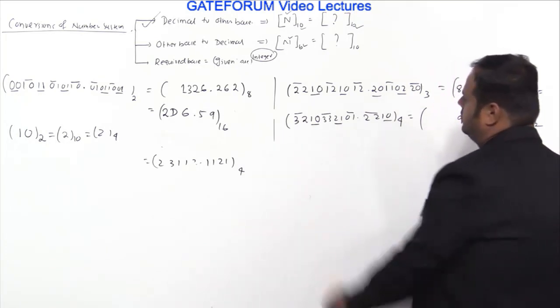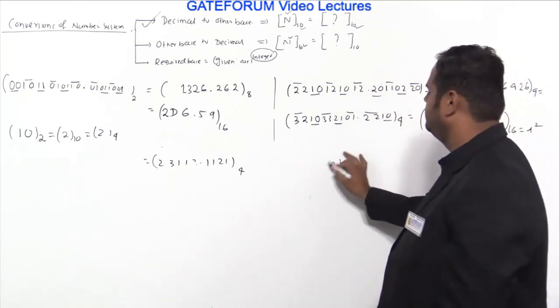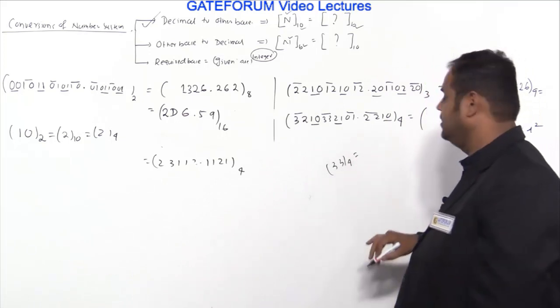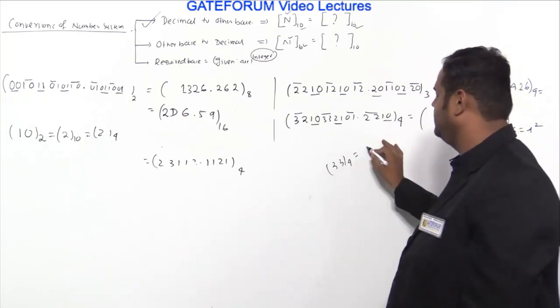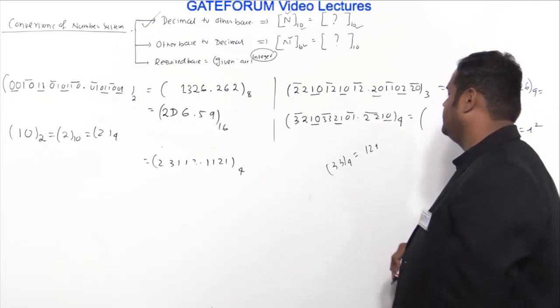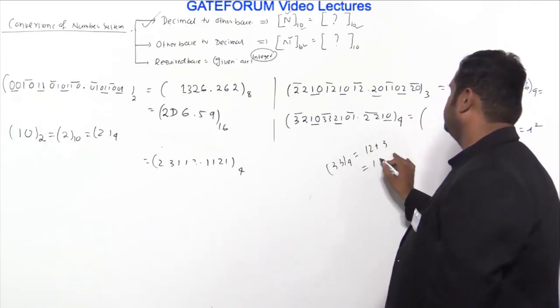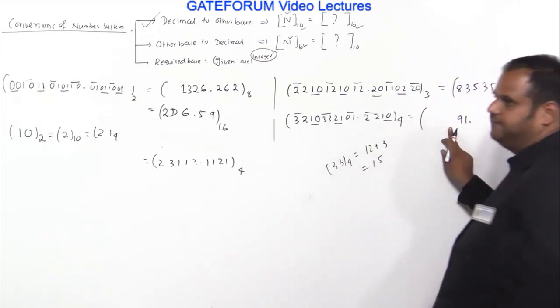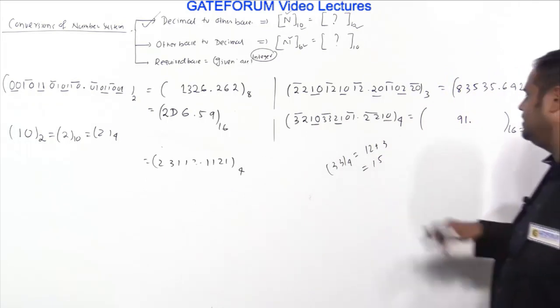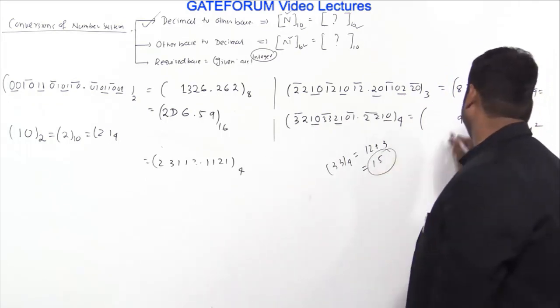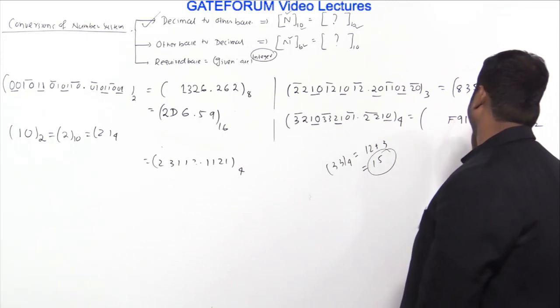Then 0 1 is over, 2 1 is over. Then what about 3 3? For this one, 4 into 3 is 12 plus 4 power 0 into 3 is 3. That is 12 plus 3, which is 15. You are not supposed to write 15 here because it is base 16. You should write the symbolic notation of this. So that will be F.